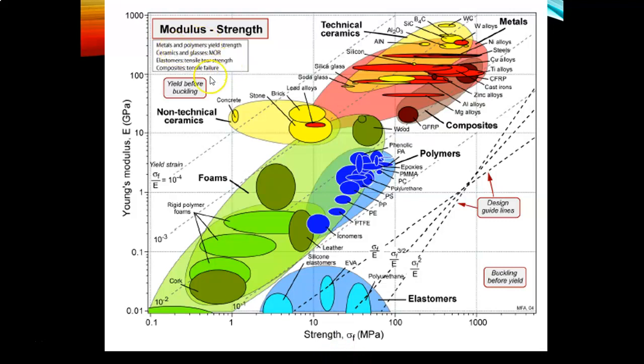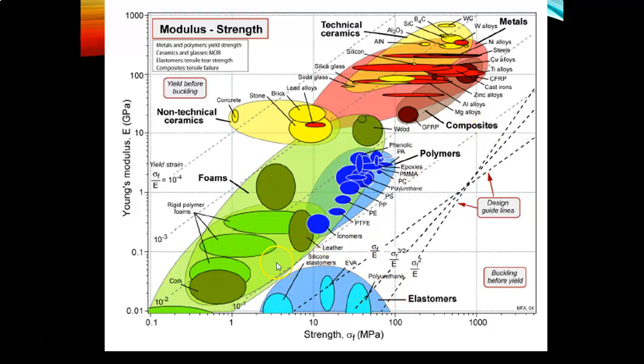Okay, we look at the modulus, which is the strength. Metal and polymer, yield strength. Ceramic and glasses, elastomer tensile tear strength. Composite tensile failure. So this one shows the design guideline, and this one is the buckling before the yield.